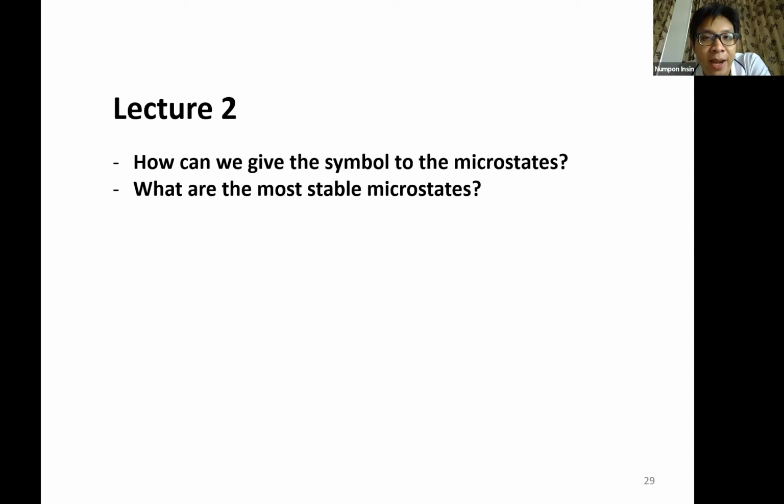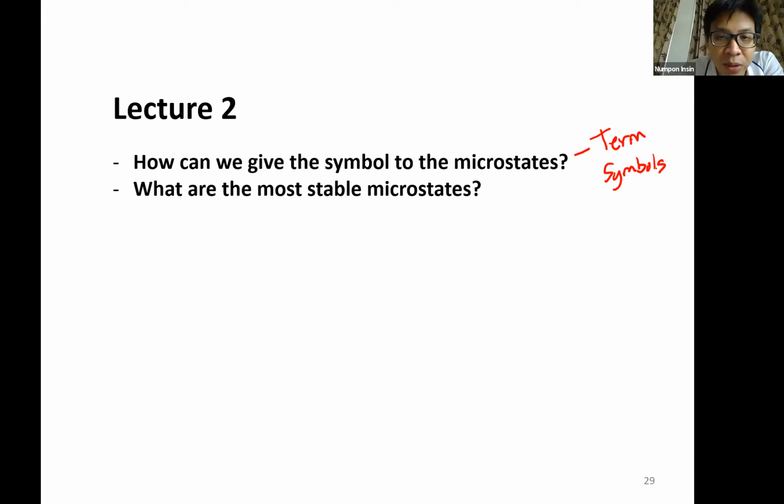Okay. So today, the thing that I want you to understand is two things. One is how can we give the symbol to the microstates? This one we're gonna talk about the term symbol. These are the symbols for the microstates. And the second question is, what are the most stable microstates? This one we're gonna call the ground state.